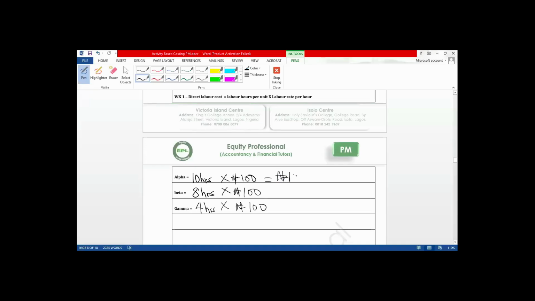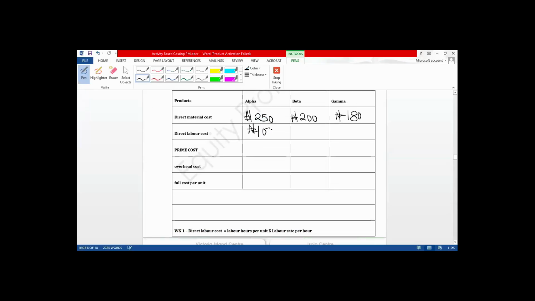Hours multiplied by the rate per hour will give you labor cost per unit. This will give you 1,000 naira, this will give you 800 naira, this will give you 400 naira. Please remember, to get labor cost per unit, you multiply the labor hours per unit by the labor rate per hour. This will give me 1,000, 800, 400.